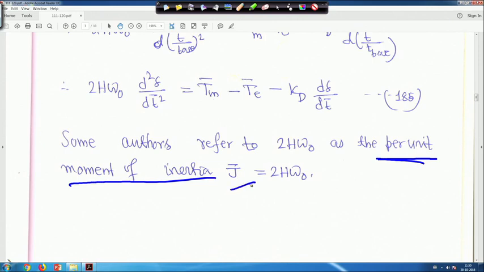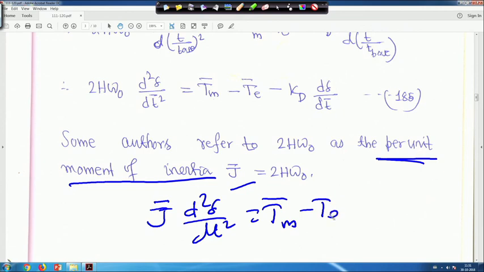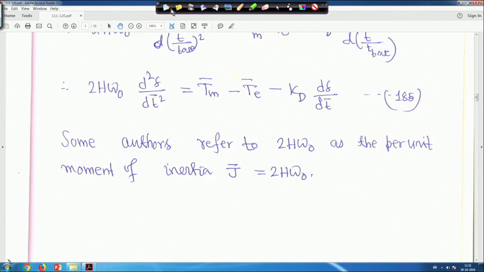That means everything will be per unit. If I write this equation like this, j bar d square delta dt square is equal to t m bar minus t bar minus k d d delta by dt. So everything is in per unit, all these quantities are in per unit.